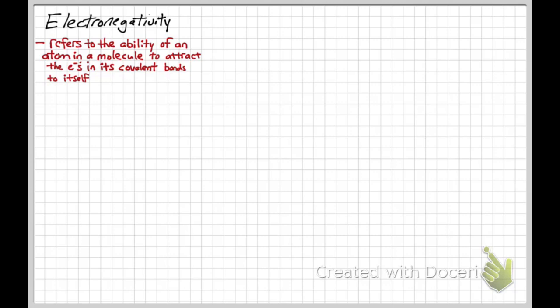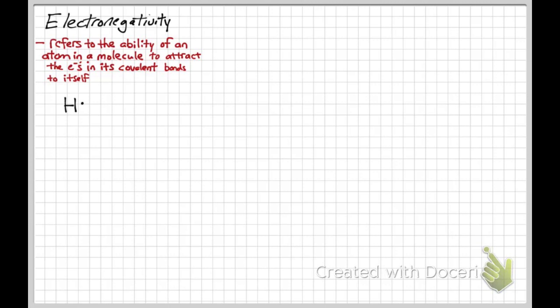So electronegativity refers to an atom's ability to share unequally the electrons that are in a bond, and that results in polarity for a covalent bond, which we will discuss.